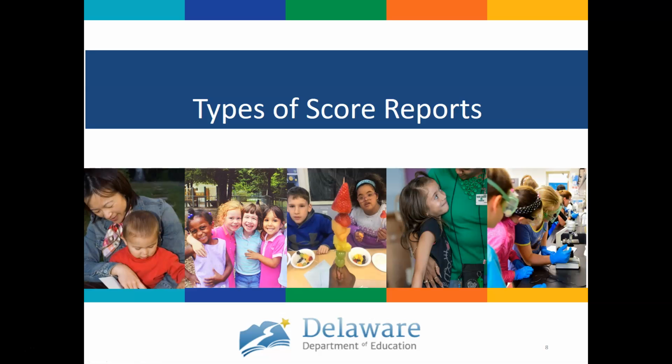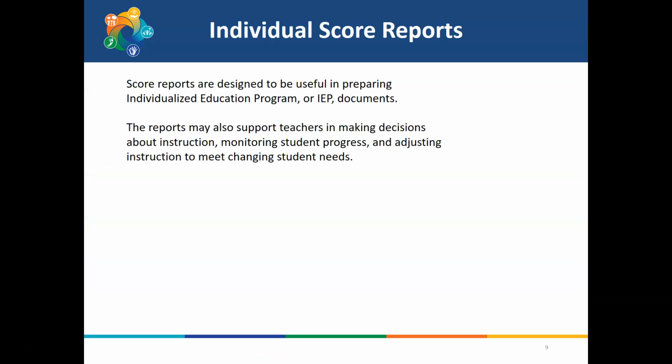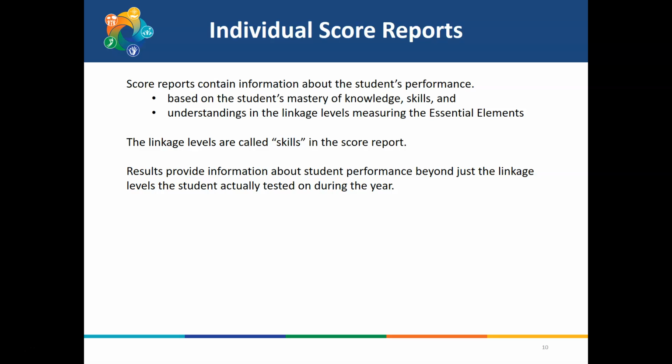Let us now examine the types of score reports available for use in Delaware. Delaware is a year-end state. Students who complete Dynamic Learning Maps alternate assessments each school year receive individual score reports. Score reports are designed to be useful in preparing individualized education program or IEP documents. The reports may also support teachers in making decisions about instruction, monitoring student progress, and adjusting instruction to meet changing student needs.